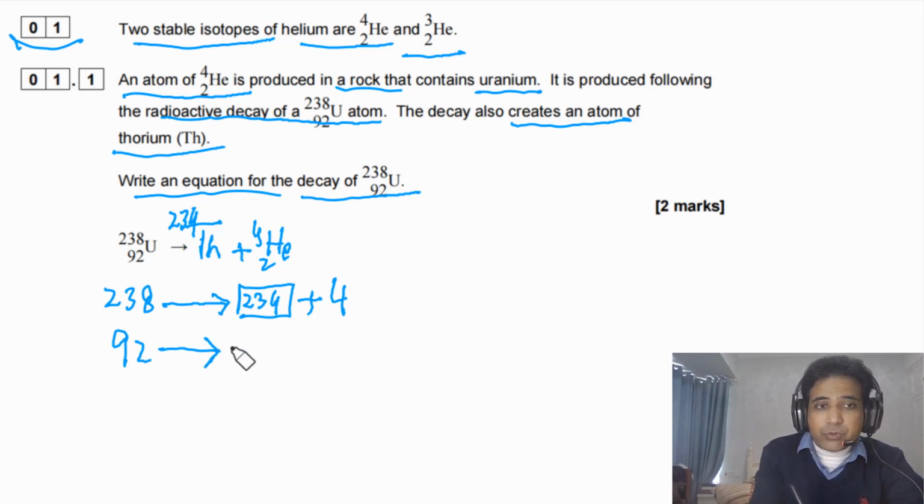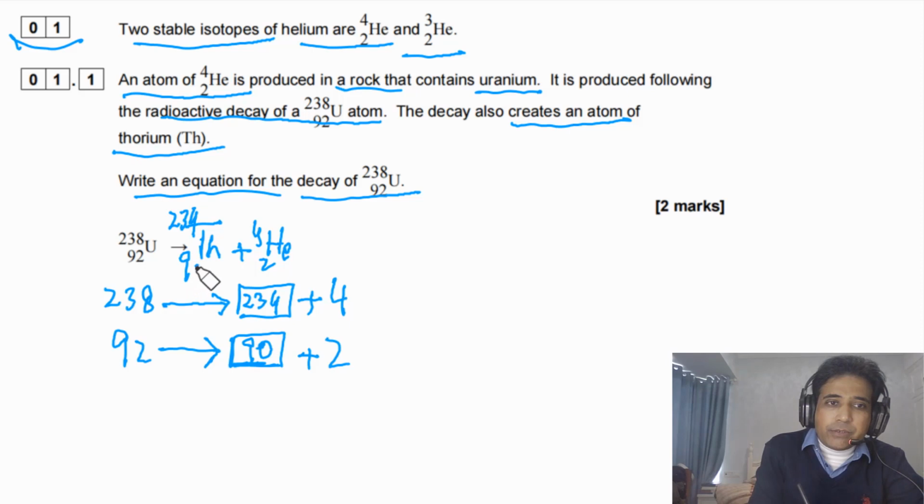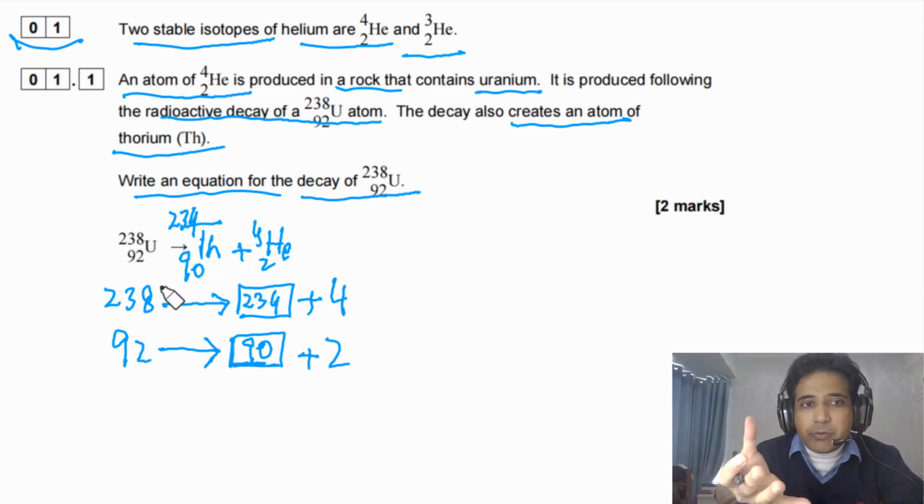So we have 92 and we don't know what is the atomic number of thorium, and we have atomic number of helium, that is 2. So this one has to be 90. So simply we can write on here this is 90. So this is how you can answer this type of problems.